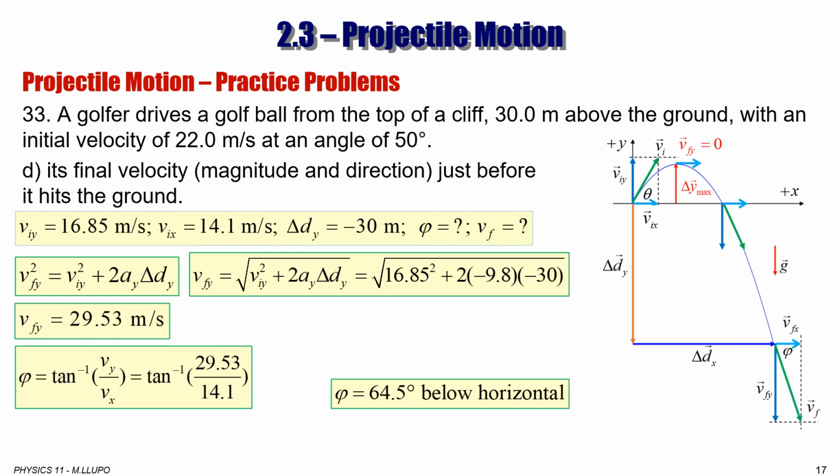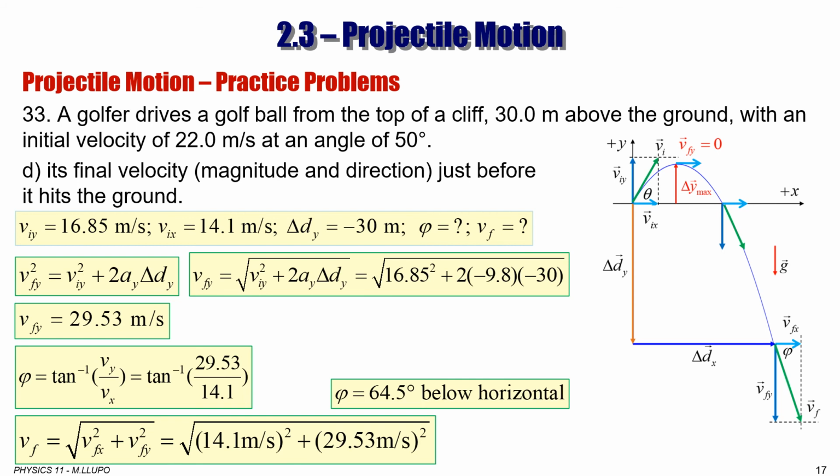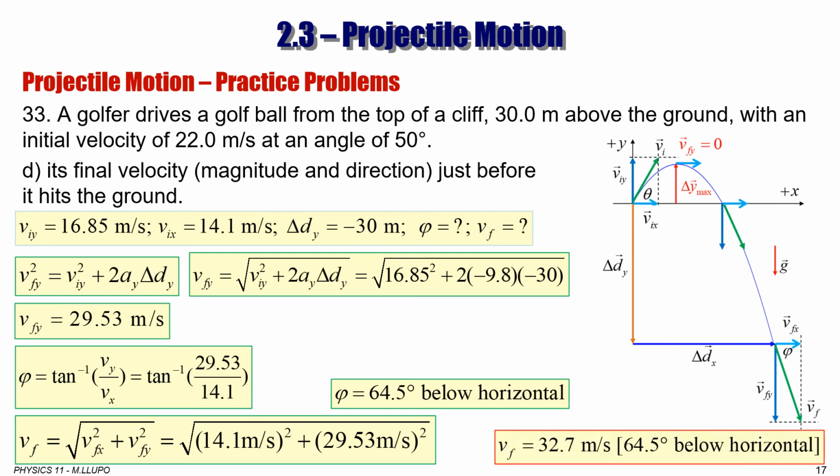Angle phi. Then v final is equal to the square root of v final x squared plus v final y squared, which is equal to the square root of 14.1 meters per second squared plus 29.53 meters per second all squared. Then v final is 32.7 meters per second, 64.5 degrees below horizontal.